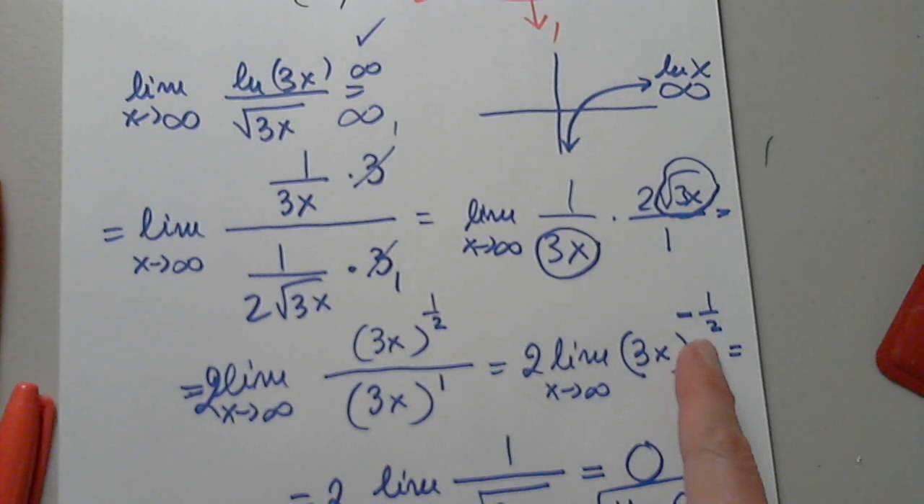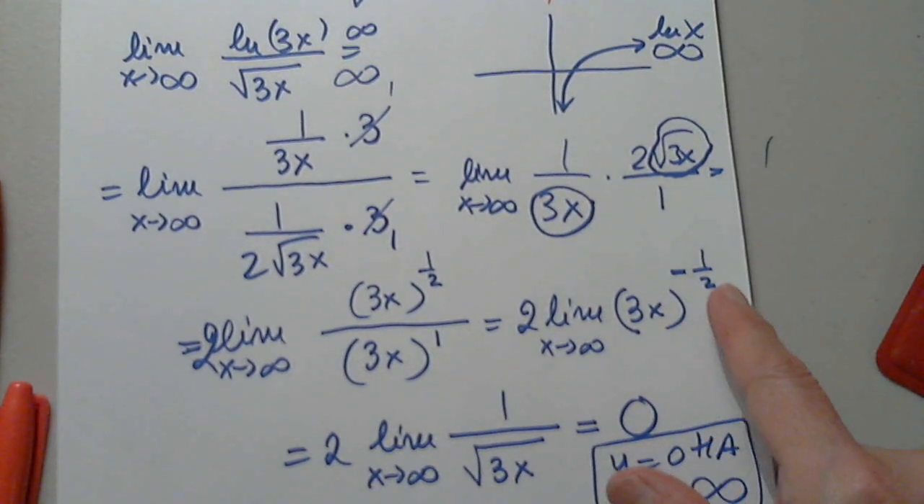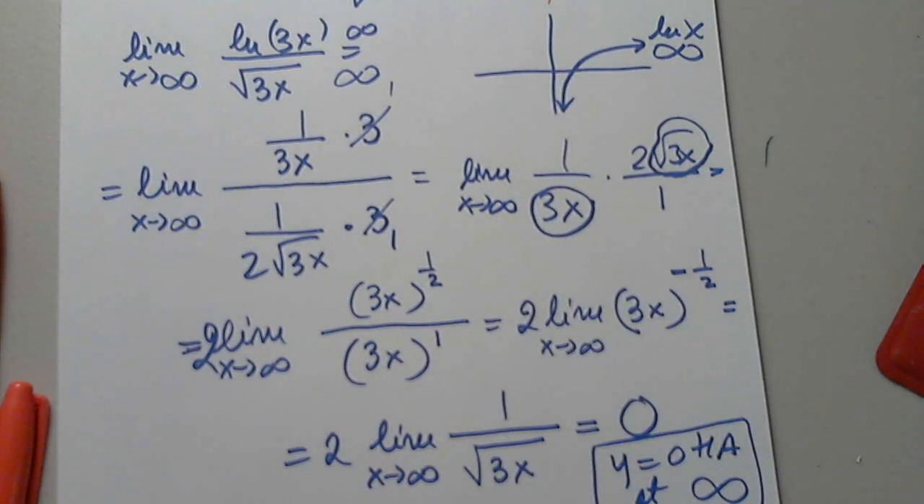Is that okay? Then it's a negative power. It goes to the denominator. 1 over 3x to 1/2. But that means the square root of 3x. And then when we plug in infinity, 1 over huge approaches 0. Is that better? Yes, thank you. Perfect.